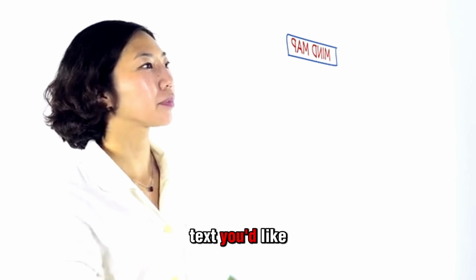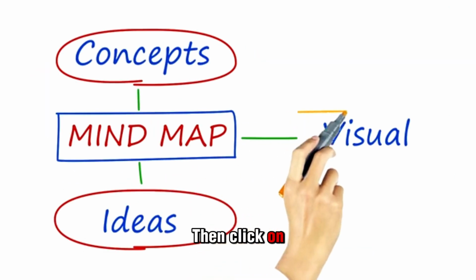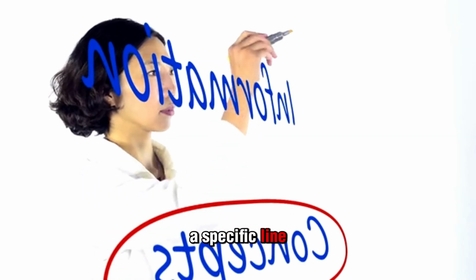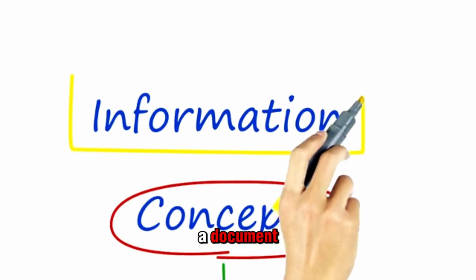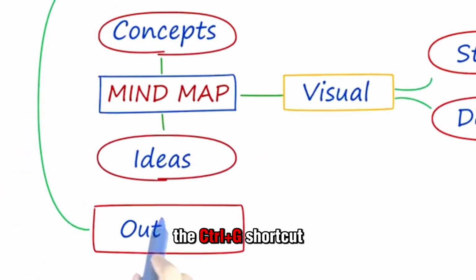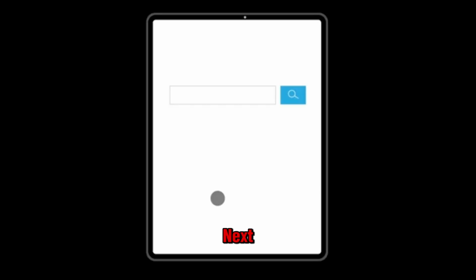Then type the text you'd like to replace it with in the Replace With box. Then click on Replace All or simply Replace. To go to a specific line or character in a document, click the View menu, then select Go To or use the Ctrl+G shortcut. Simply type the line number or character location in the box that appears and click on Go.